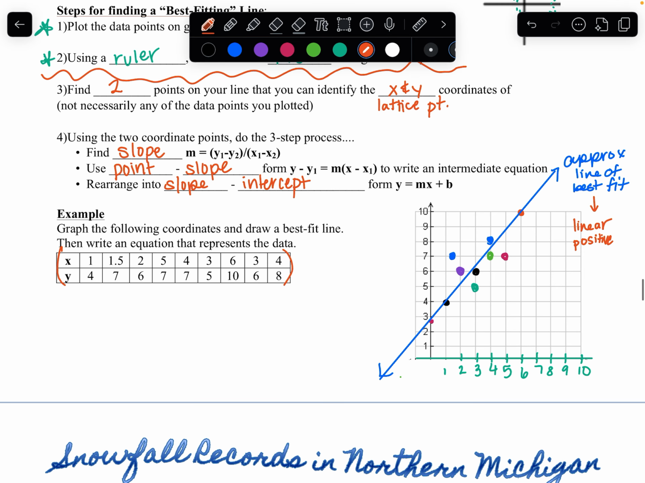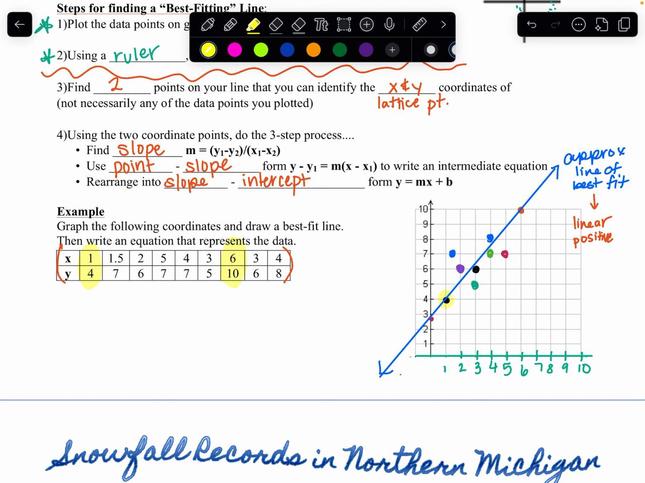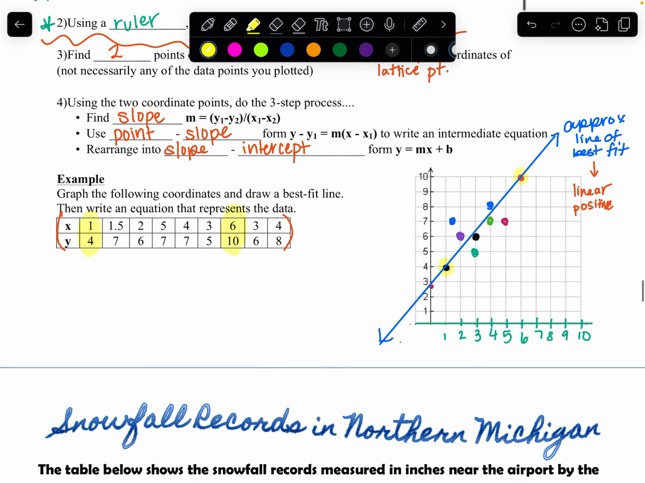And so what we're going to do now is find any 2 points. I'm going to pick the 2 points 1, 4 and 6, 10. I picked these 2 points because they create that slope. They're kind of far apart. 1, 4 is right here, and 6, 10 is over here. It spans almost all of our data. Okay, and my line goes through.